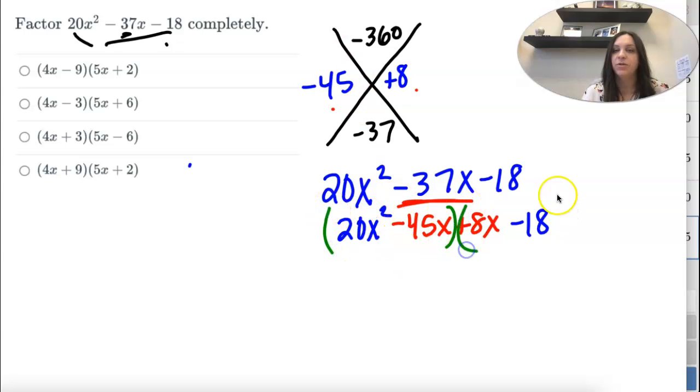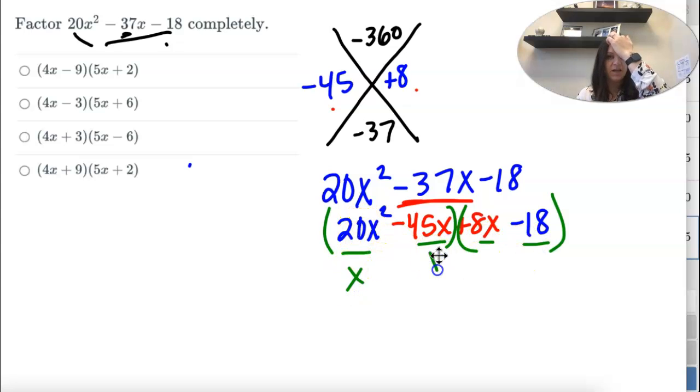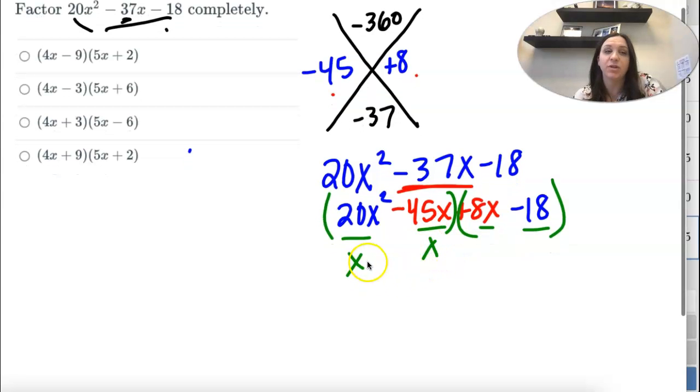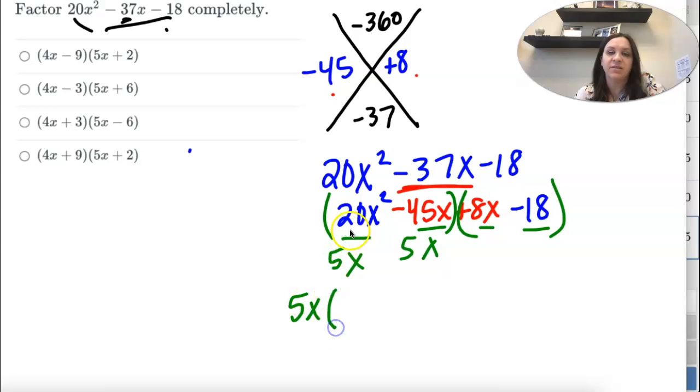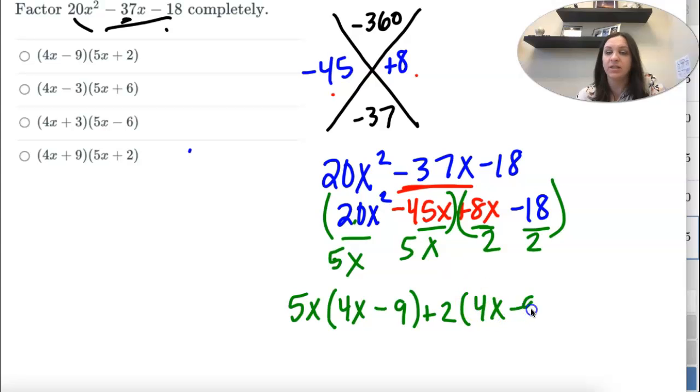Okay, group the first two, group the second two. What do they have in common? So these both have an x, and then 20 and 45 both divide by 5. So if I take out a 5x, 20 divided by 5 is 4, then there's an x left. 45 divided by 5 is 9. And here, 18 and 8 both divide by 4, no, 2? Yeah, 2. So if I take out a 2, I'm left with 4x minus 9.